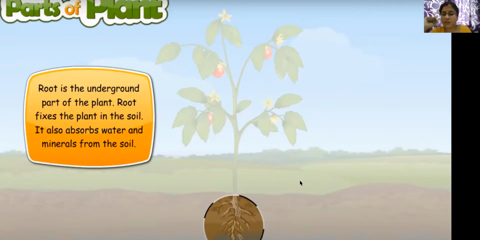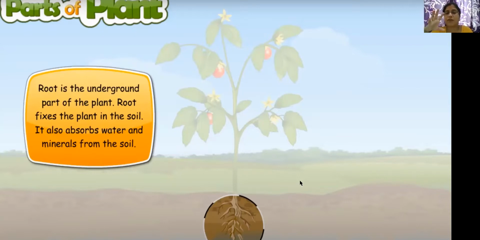Now, what is the function of a root? Root fixes the plant in the soil. Just imagine, without a root, will a plant be able to stand? We know that root takes water. But what else does this root do, children? It spreads, right? Roots spread like threads in the ground. They go and hold the soil in such a way that the plant above the ground can stand straight.